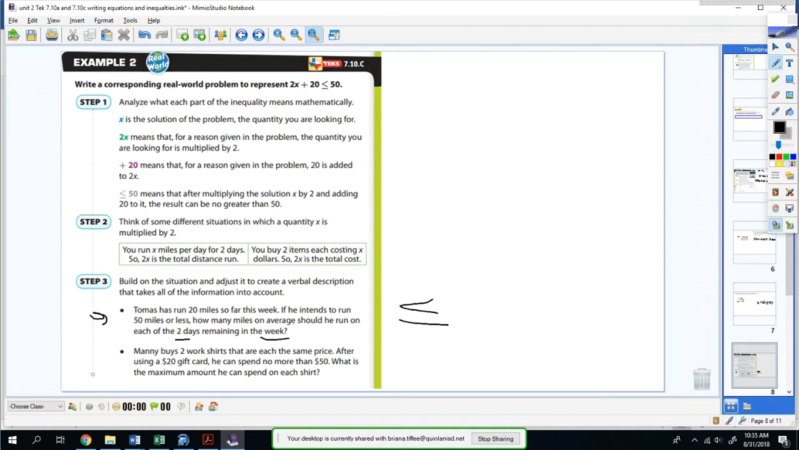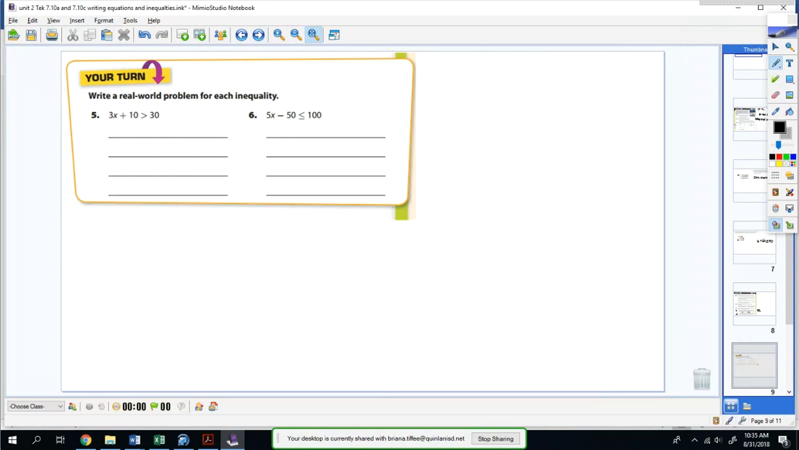Okay, another solution could be Manny buys 2 work shirts that are each the same price. After using a $20 gift card, he spends no more than $50. What is the maximum amount he can spend on each shirt? Okay, so now what you're going to do is write your own real world problem. I would recommend trying number 5. Pause the video and try it.